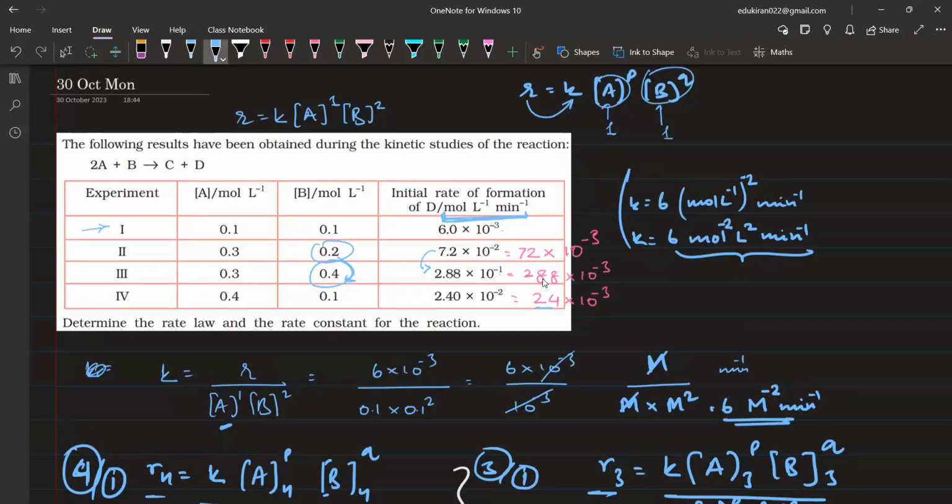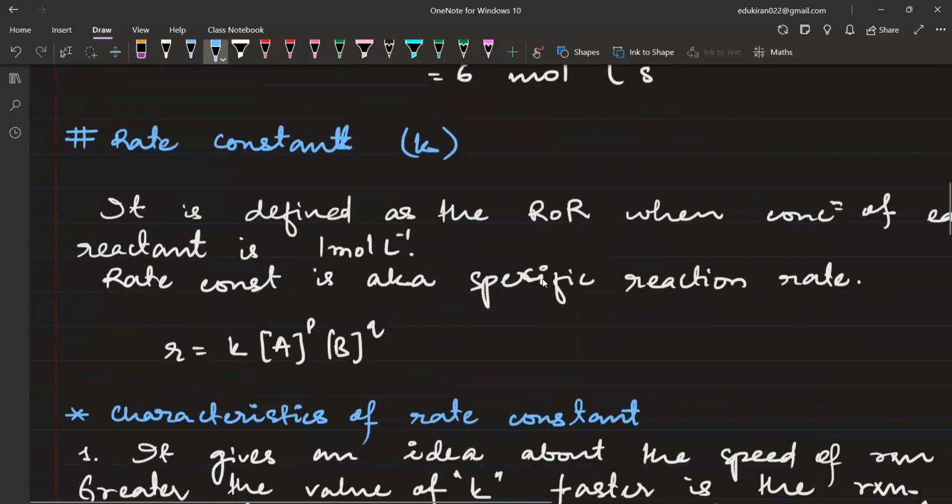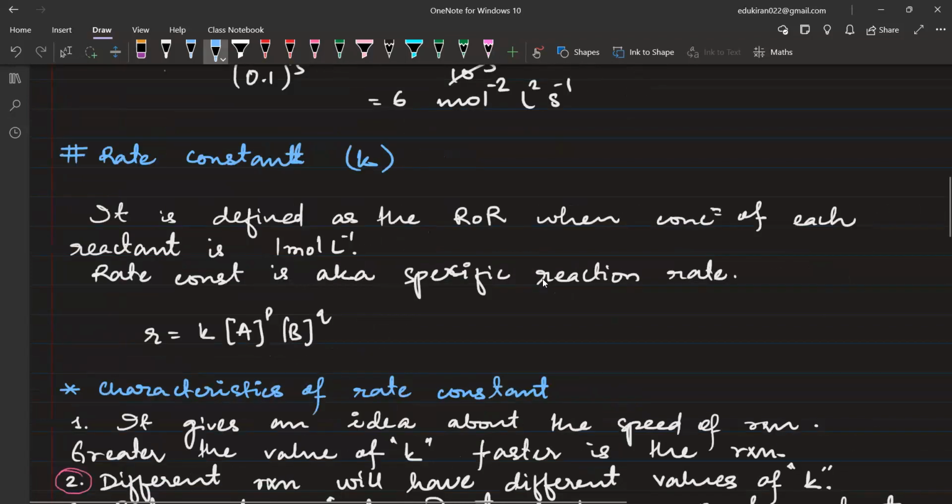Okay, in solutions also you must have studied, when we were studying qualitative properties, that the side on which the species is present, that is the reactant side, set their variables to 1. So what is rate constant? Rate constant is the rate of reaction when the concentration of each reacting species is equal to 1. Okay, so this is the definition we have written here. It is defined as the rate of reaction when the concentration of each reactant is 1 mole per liter. Rate constant is also known as the specific rate of reaction.